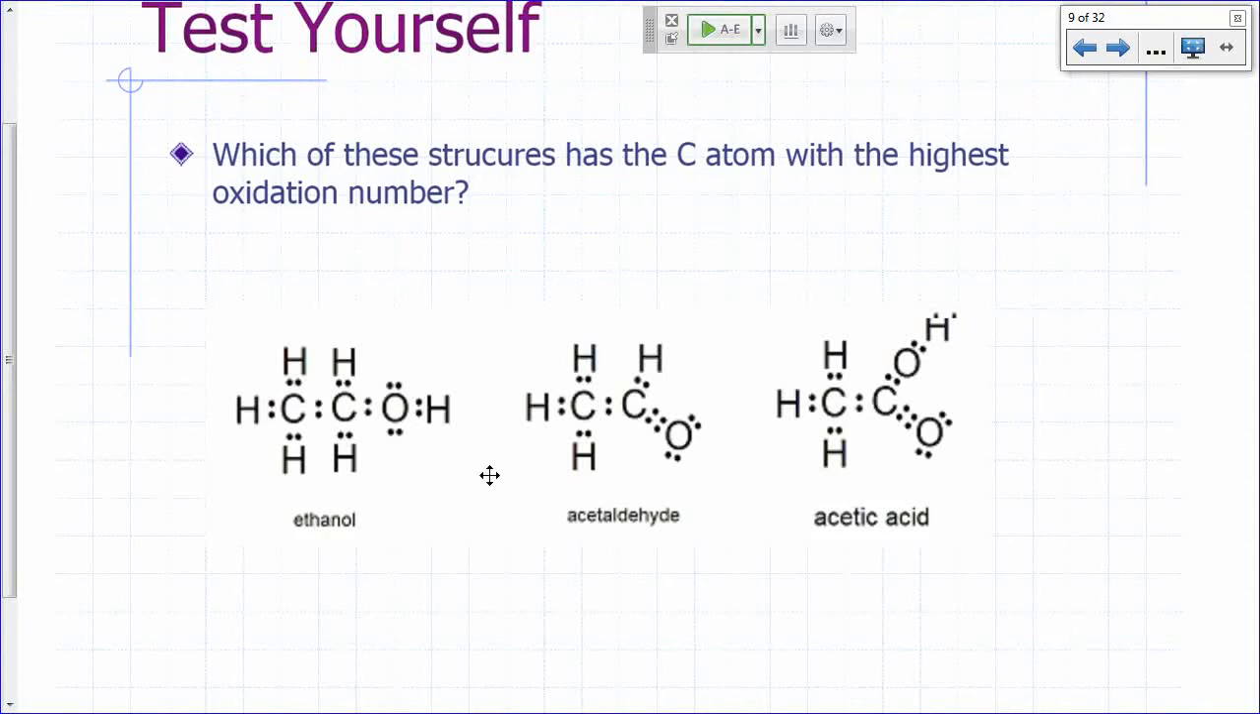Which of these structures has a carbon atom with the highest oxidation number? Here's ethanol. Let me help you figure out the oxidation number of this first carbon right here. Which one's more electronegative, carbon or hydrogen?